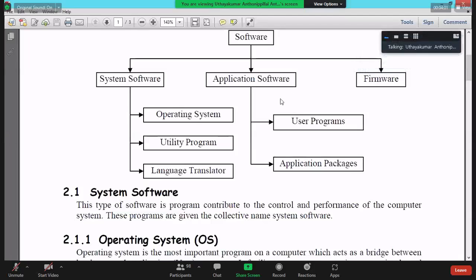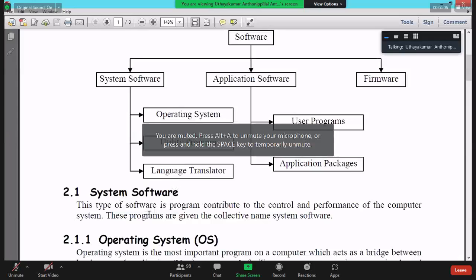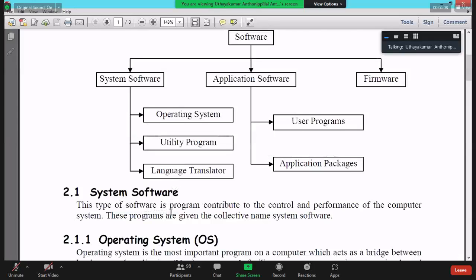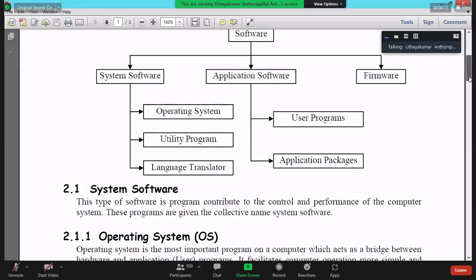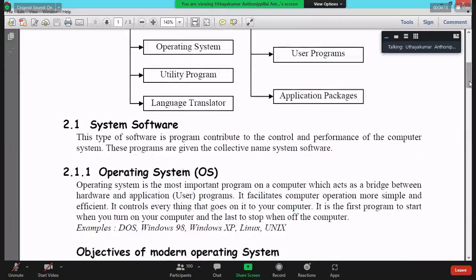System software means this type of software program contributes to the control and performance of the computer system. These programs are given the collective name system software. Inside the system software, we can further classify the operating system, utility programs, and language translators.